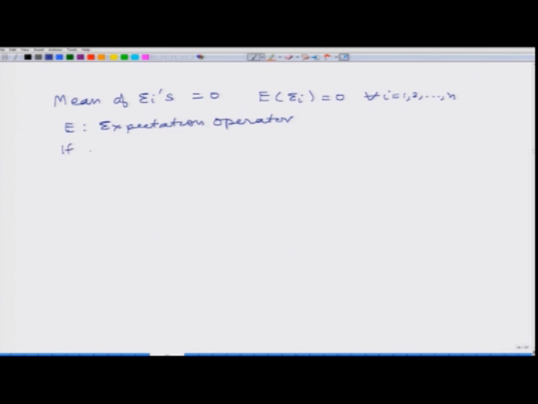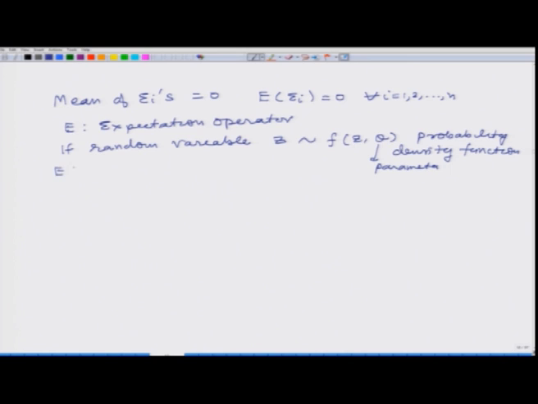Say there is a random variable z, which follows a probability density function fz with parameter theta. Here z is the random variable and theta is the parameter. Then we define the expected value of z as the integral over the range of z of z fz dz. In case you are using a discrete random variable, then in place of the probability density function, we use the probability mass function, and this integral is replaced by the summation.